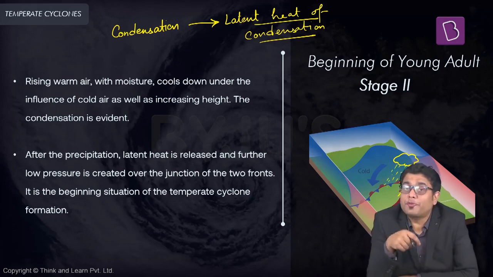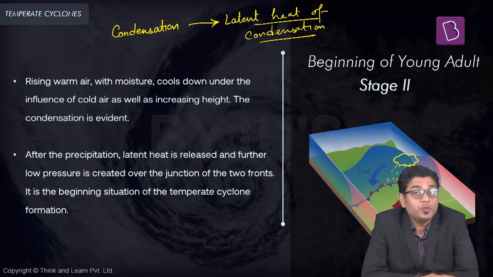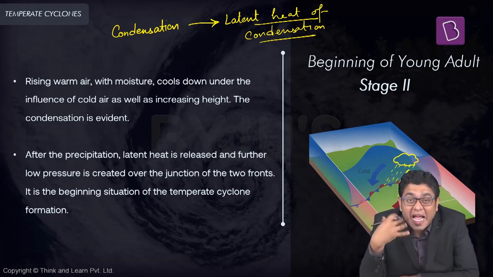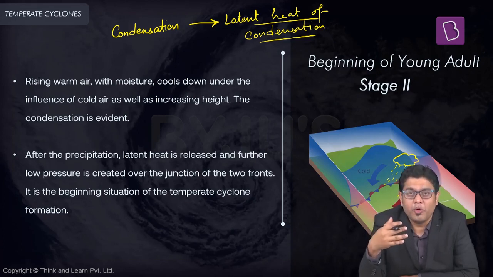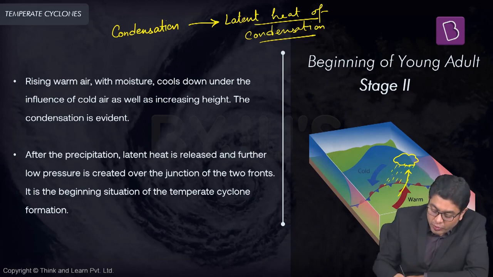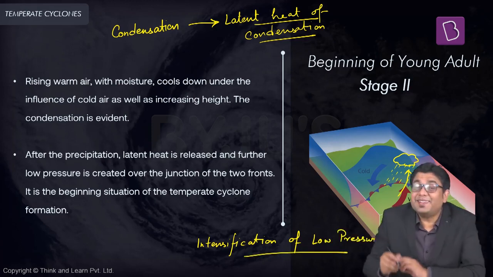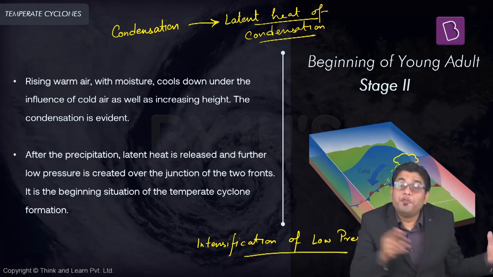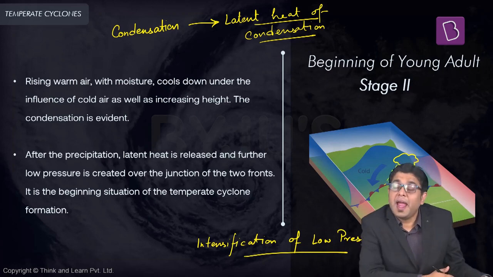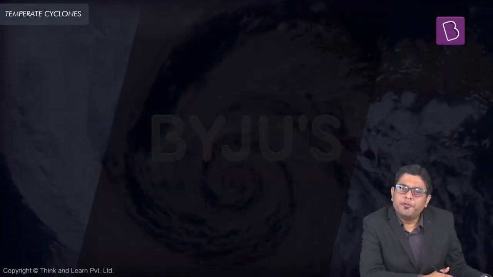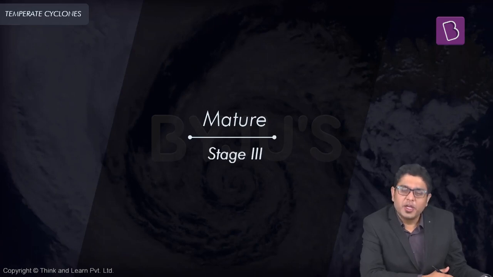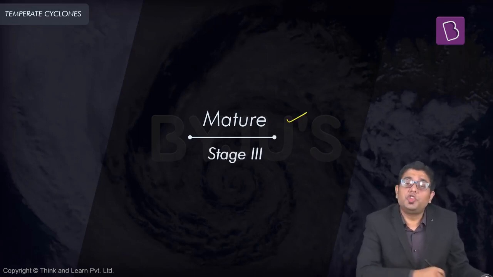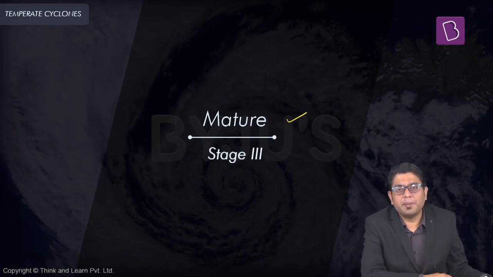But this latent heat of condensation that is released, what does it do? It will further heat up that particular region. And due to that factor, the low pressure which was formed intensifies even more. So in this stage, you experience intensification of low pressure. And this intensification of low pressure further attracts winds and is a precursor to the fully developed cyclonic stage, which we refer to as stage 3 or the mature stage of the temperate cyclone.